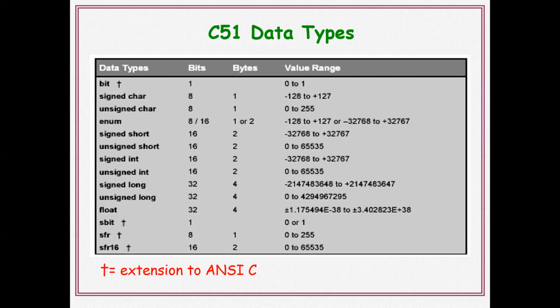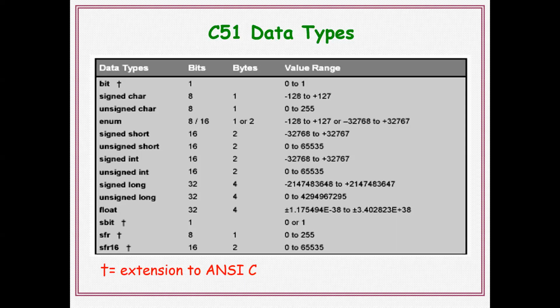The first one is bit. It is not available in ANSI C. So bit is only one bit, which can state either 0 or 1. So that is the value range. Signed character: 8 bits, 1 byte, value range is minus 128 to plus 127. Unsigned character: 8 bits, so 1 byte, 0 to 255 value range.